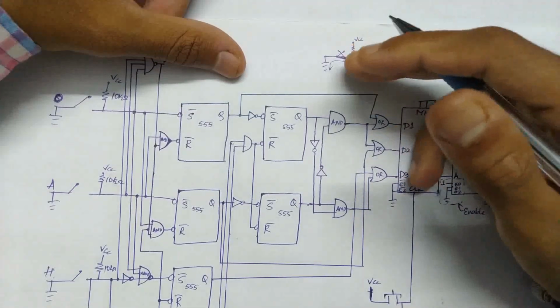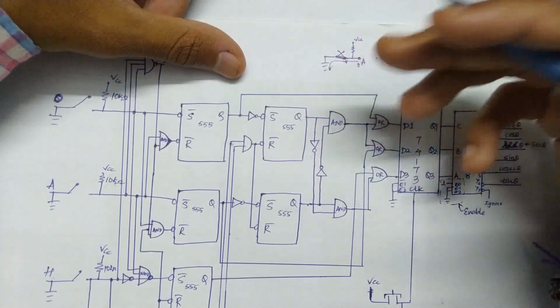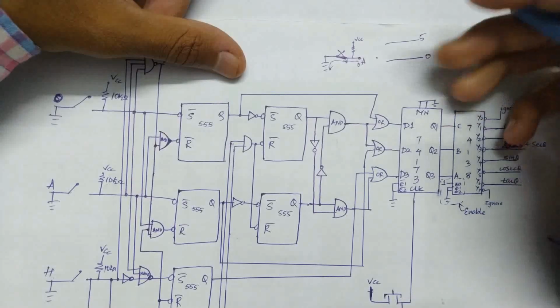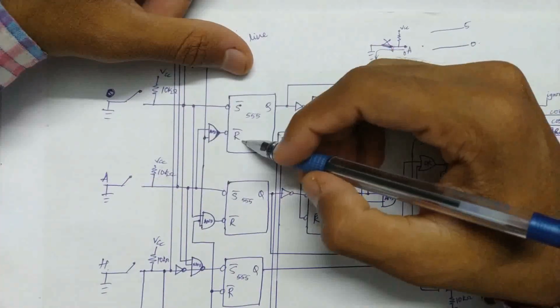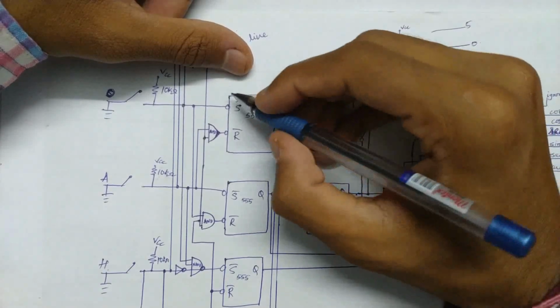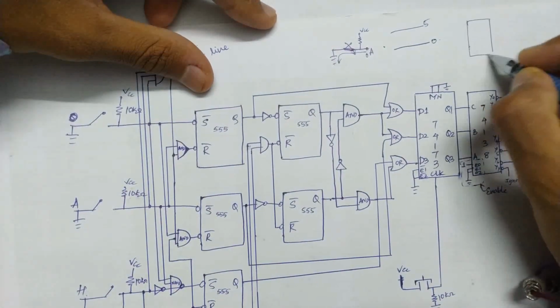Once I open the switch it will be 5, and once I close the switch it will be 0. It will continue to do this until I myself give it some kind of instruction to change the output. So basically in an S bar R bar latch, what happens is, let me draw a small one over here.